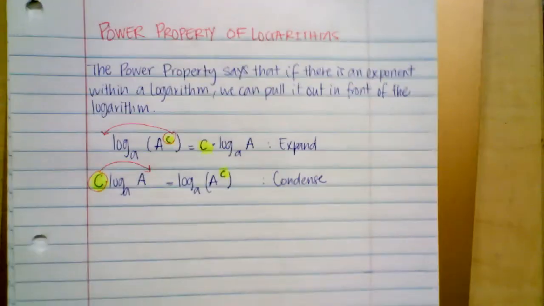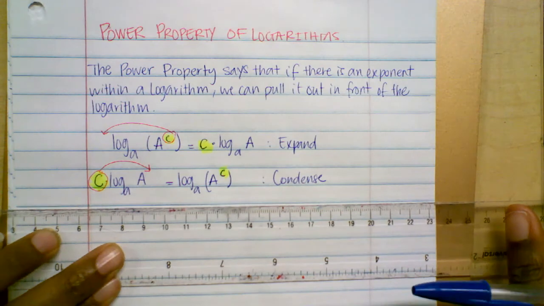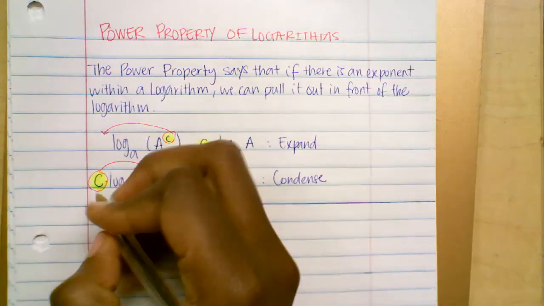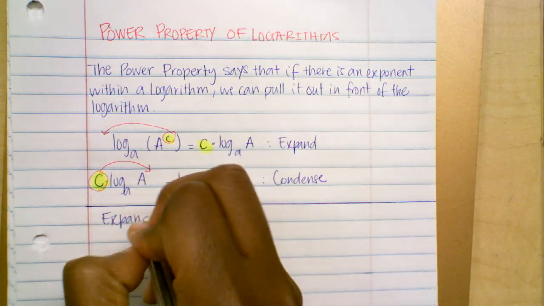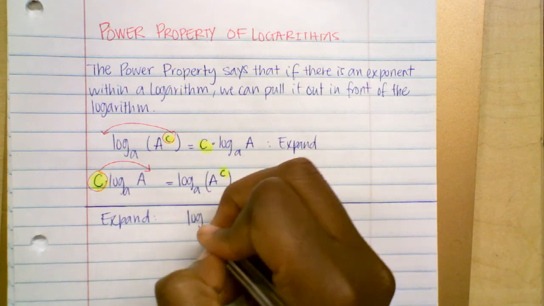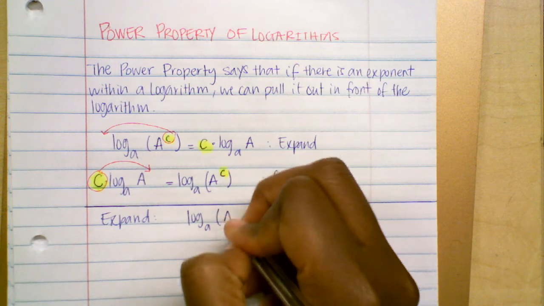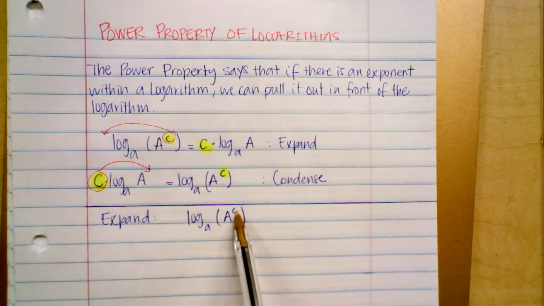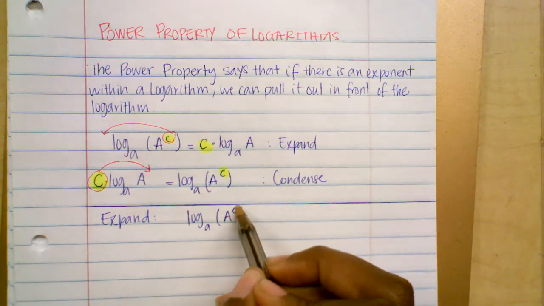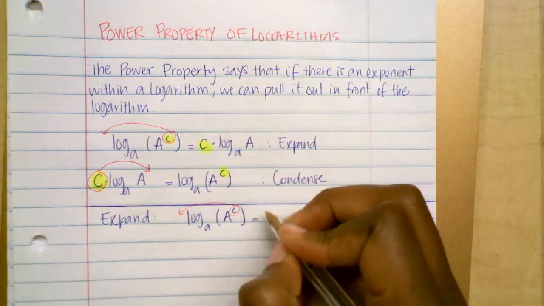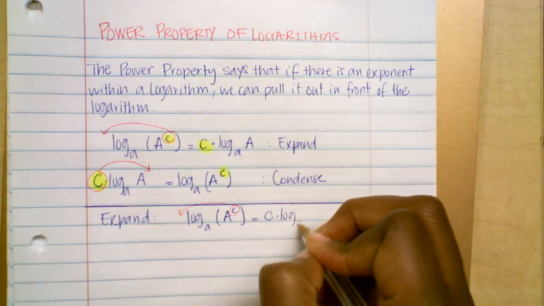Okay, so let's do some examples. Let's practice. The first format you're going to practice is the expanded form. To expand means you're going to see a log with an exponent, a term with an exponent within the log. What I need you to do is take that exponent and write it in front of the log. Pull it out in front. So you're going to write C times log base A of uppercase A.